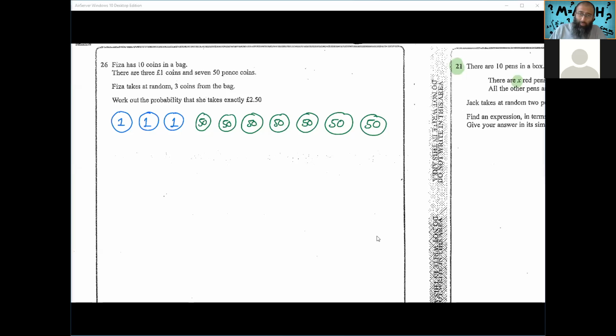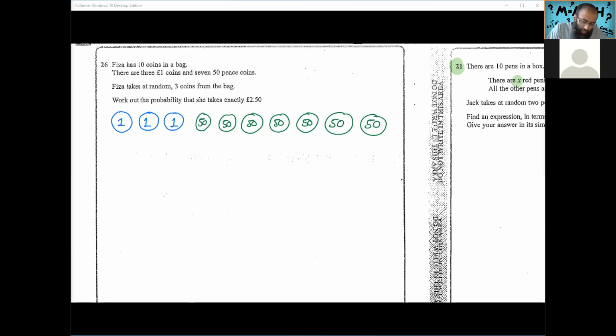Okay, read question number 6, please. Faiza has 10 coins in a bag. There are 3 £1 coins and 7 50p coins. Faiza takes at random 3 coins from the bag. Work out the probability that she takes exactly £2.50.